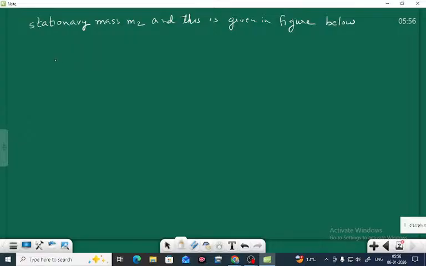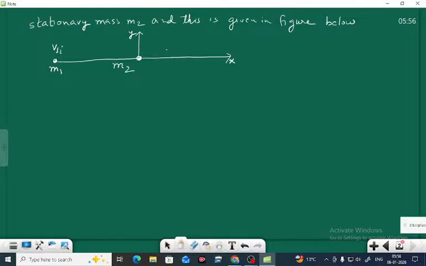Suppose this is mass M1, this is mass M2, and the velocity of M1 is v1 initial. This mass is M2. If this direction is x, then we find here that this is the y direction.